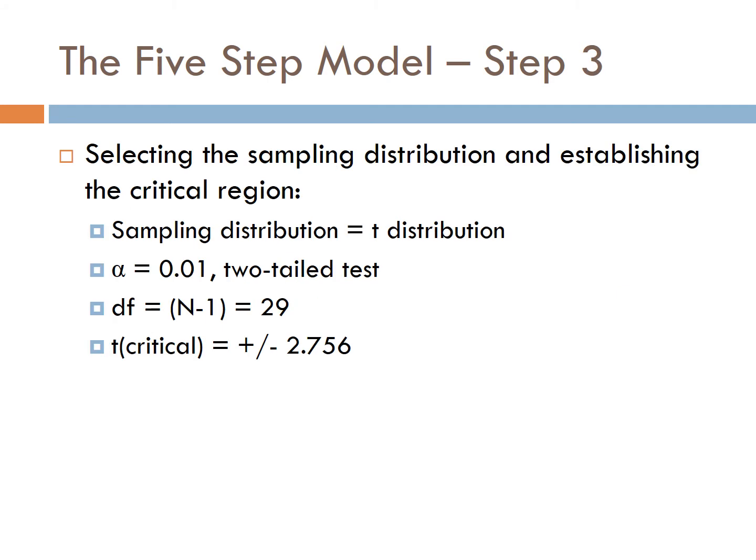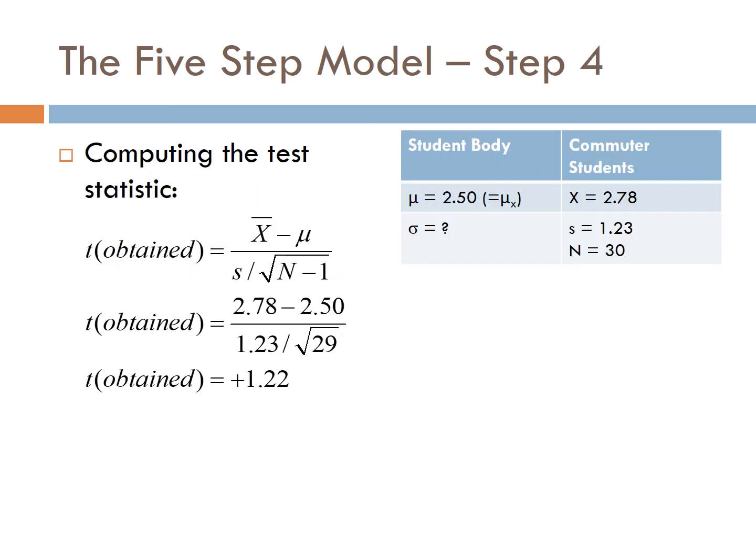So we select the sampling distribution and establish the critical region. Again, the sampling distribution is a t-distribution. In this example, we're going to use an alpha of 0.01, two-tailed test. Degrees of freedom is n minus 1, which equals 29, and the critical value for the t-test is plus or minus 2.756.